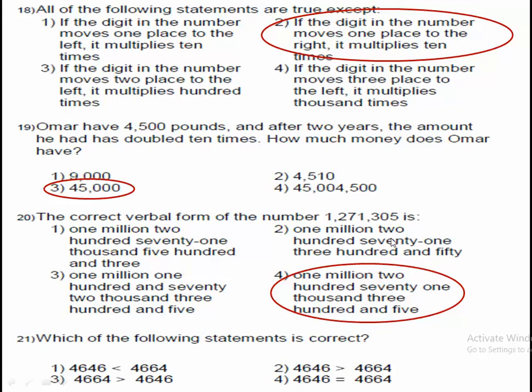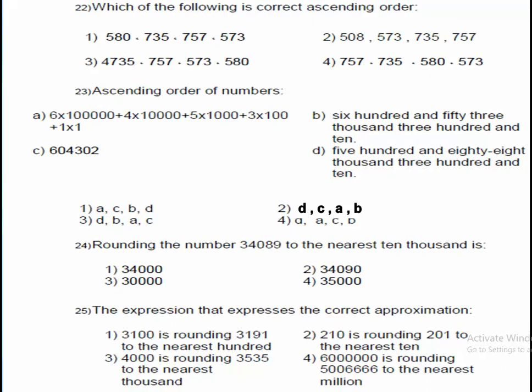1,271,305. Which of the following statements is correct? Okay, we can find that number 1 and number 3 are right answers. Which of the following is the correct ascending order? Okay, let's see, ascending from the smallest to the biggest.